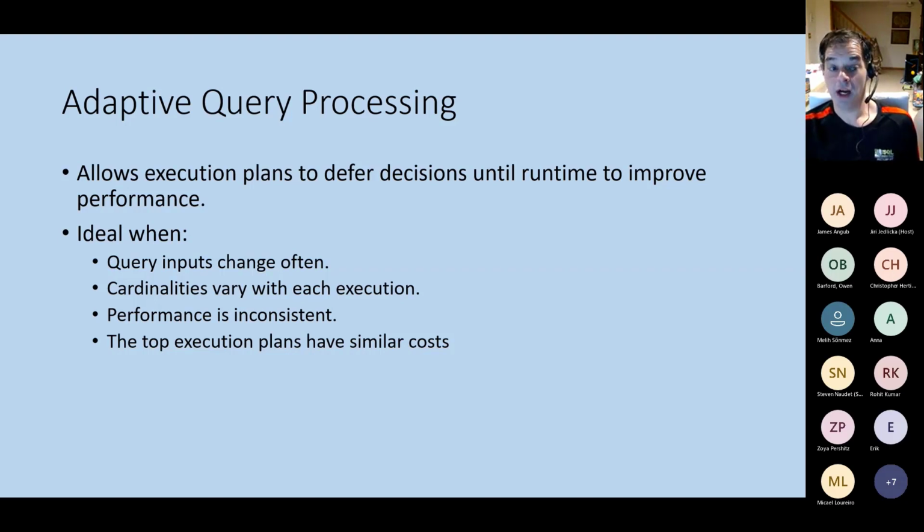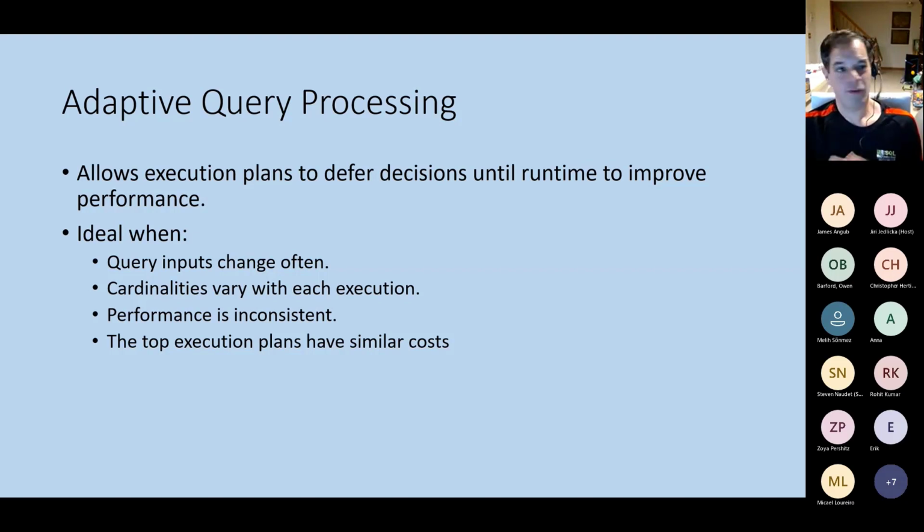Adaptive query processing is very helpful when you have query inputs that change very often, because you don't necessarily want the same plan, right? If you have an execution plan that says always use a hash match, well, if one input is giant and one is small, that's going to look very different than if you have two giant inputs or two small inputs. And so the ideal join may change.